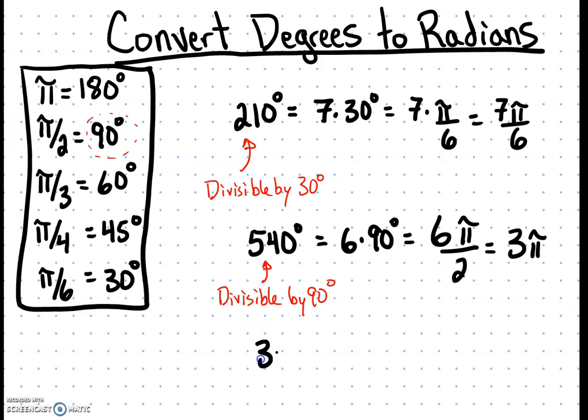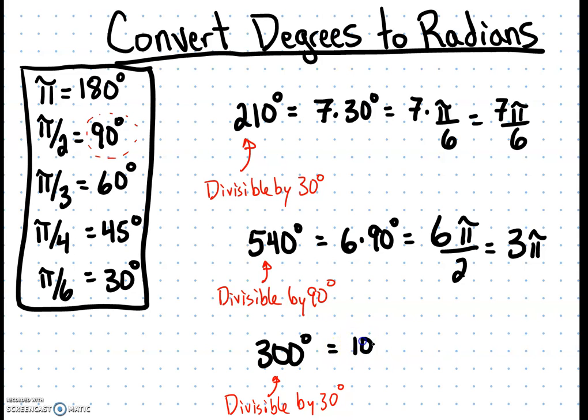Just one more for you, 300 degrees. It should be obvious to you that 300 degrees is divisible by 30. It's also divisible by 60, but maybe you don't notice that. But it's pretty obvious it's divisible by 30 degrees, so let's go with that one.